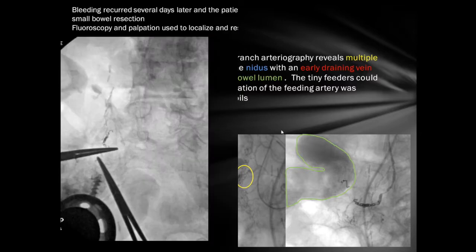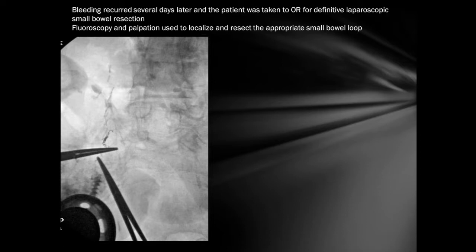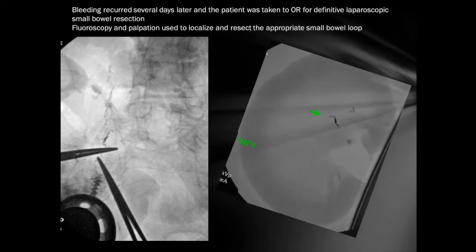The patient did okay for a little while. Several days later, however, the bleeding recurred, and the patient was taken to the OR for definitive laparoscopic small bowel resection. The coils were instrumental in helping the surgeon localize the appropriate small bowel loop. This is an intraoperative photograph on the left with surgical hemostats placed over the field to localize the small bowel loop. This was all done laparoscopically. The coils were able to be palpated and localized fluoroscopically, assuring resection of the correct small bowel loop, as otherwise these things are incredibly difficult to localize and find intraoperatively.